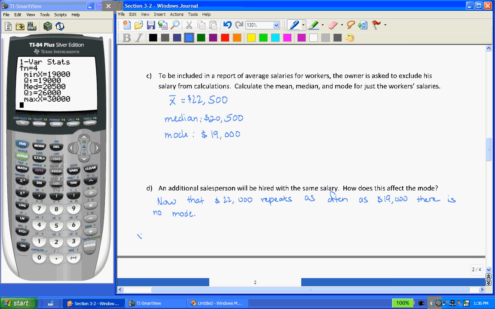Another interpretation, though, sometimes will say that this is bimodal, meaning I have 2 modes. So it depends sometimes on the textbook. For us, we'll just say that it's no mode. So if I have 2 values that repeat the same amount of time, then we'll just say that that's no mode.